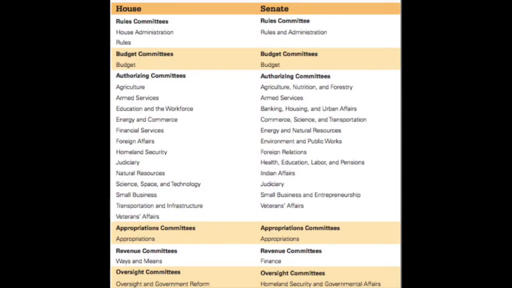Take a look at a list of some of the committees that we have for the House and the Senate. And again, keep in mind that there's also subcommittees on these. Now, because we have all these little groups doing the work, we can get more work done.